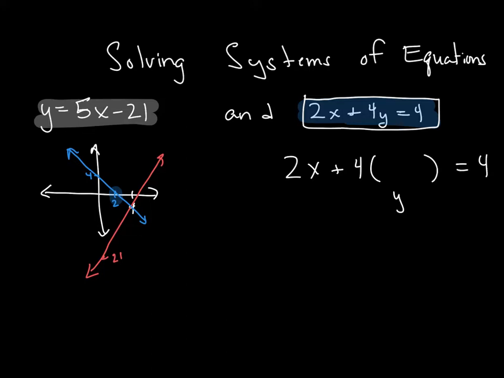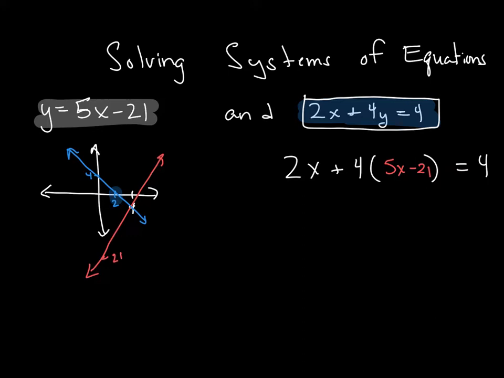I know from my equation over here that y is equal to 5x minus 21. So that's what I put inside that parenthesis. Let me just fix that. I don't like the way that looks. That's a 21. All right, so now I want to solve this for x.